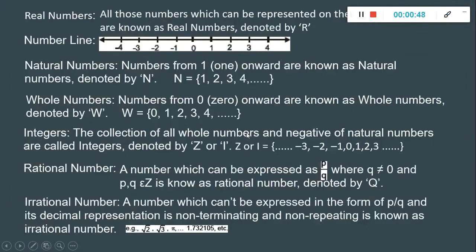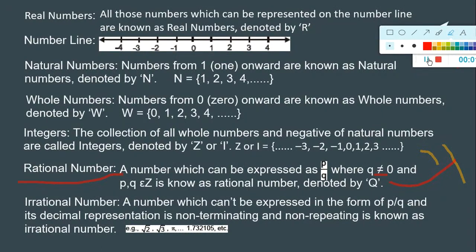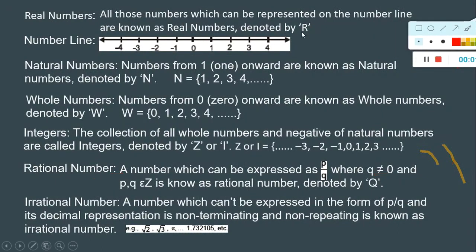What is a rational number? A rational number is a number which can be expressed in the form of p by q, where q, that is the denominator, is not equal to 0, and p and q belong to integers. Any number that can be expressed in the form of p by q is a rational number, where the denominator should not be equal to 0. What are real numbers? All those numbers that can be represented on a number line are known as real numbers. It is denoted by R.